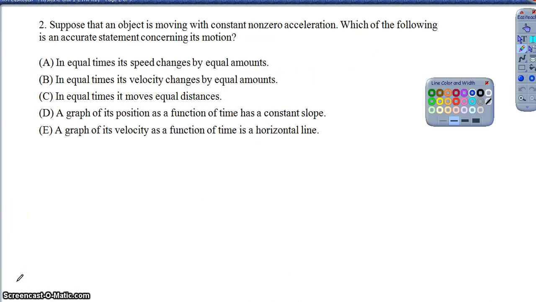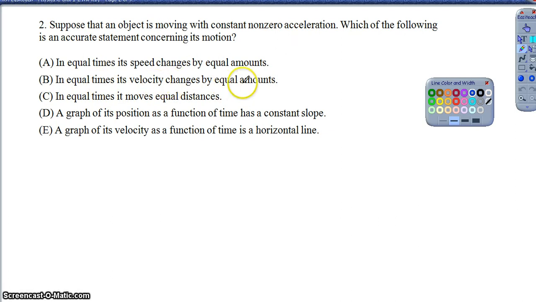Question 2. Suppose that an object is moving with constant non-zero acceleration. Which of the following is an accurate statement concerning its motion? A: In equal times, its speed changes by equal amounts. That's kind of a tricky one, right? We'll leave that one to come back to.